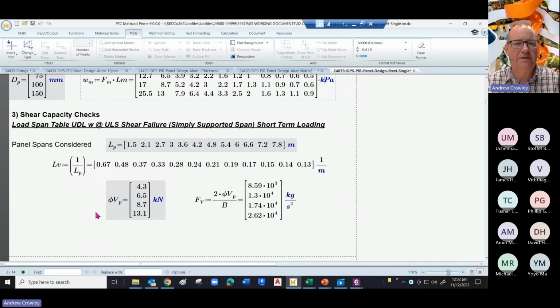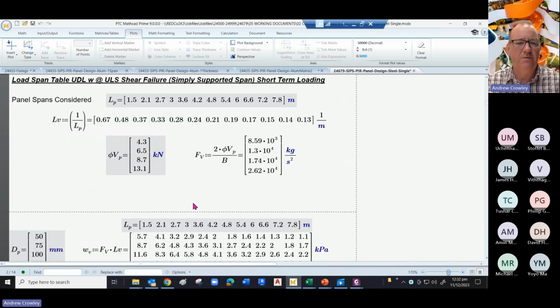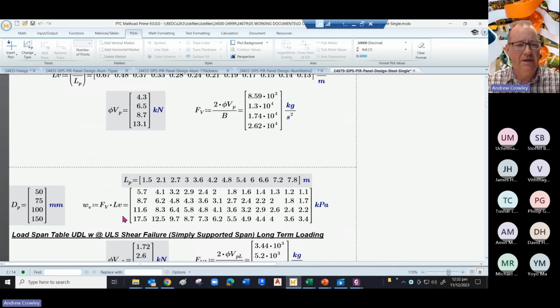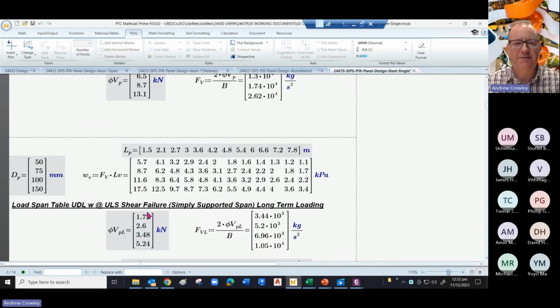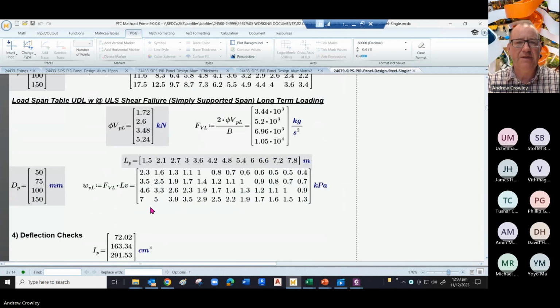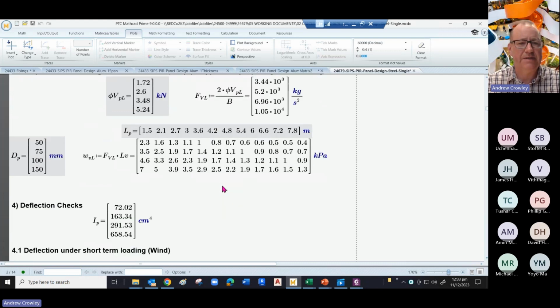Okay, similarly, we can do it for shear. We turn that shear equation on its head, and then we produce the load that would cause the panel to fail in shear. And we do it twice because we've got a different value for the long-term shear capacity. So the long-term shear capacity is less than half of the short-term shear capacity.